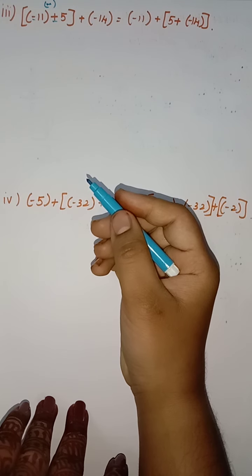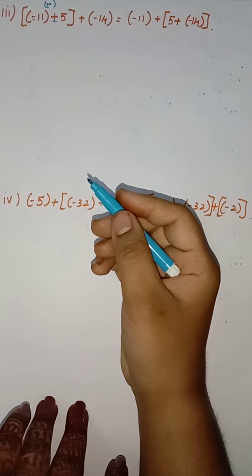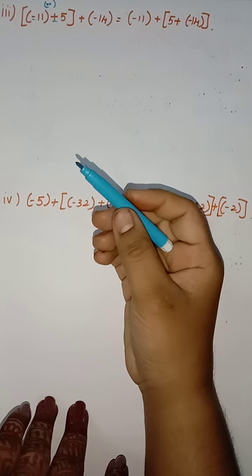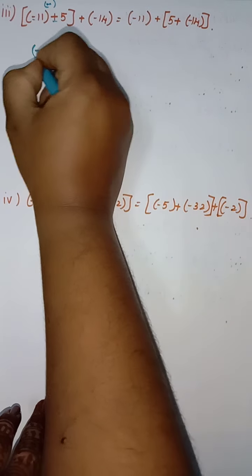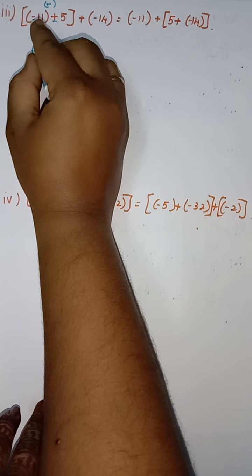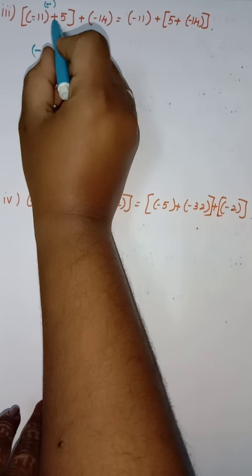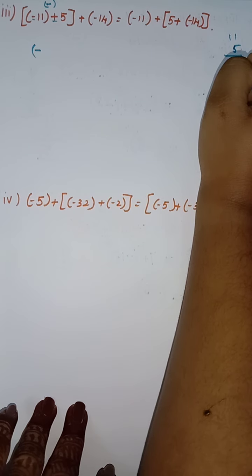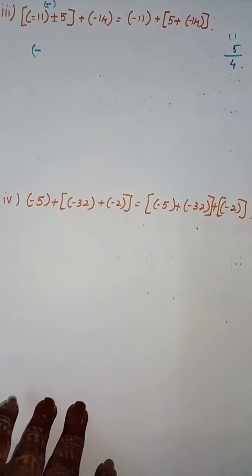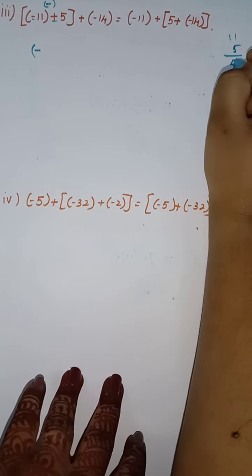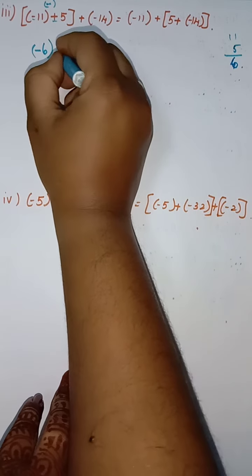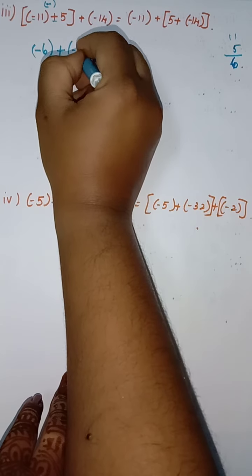The next step is we have to see the biggest number symbol. The biggest number here is 11, so 11 contains minus here. Then what are we going to do? We are going to subtract. 11 minus 5 is, okay, 11 minus 5 is 6. So here minus 6 as it is. Then plus here minus 14.